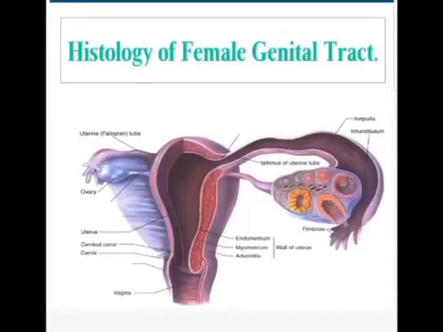Like the testes, the ovaries also possess both exocrine and endocrine functions. So this is a mixed type of gland. The exocrine function of the ovaries is to produce the female gametes, that is the ova, while the endocrine function is the secretion of female sex hormones, the estrogen and progesterone.